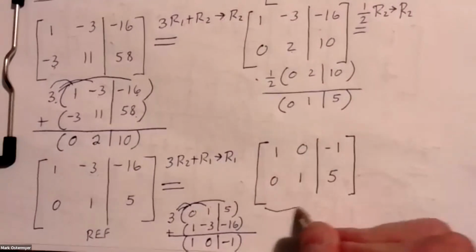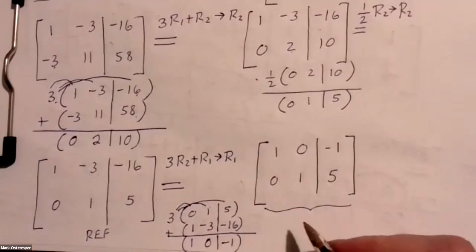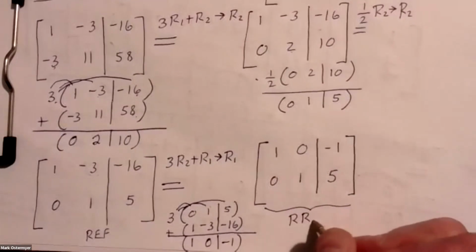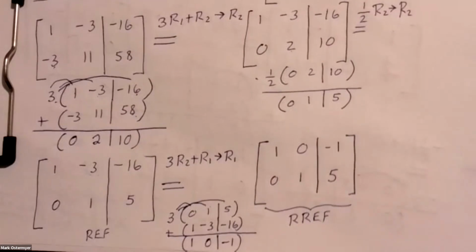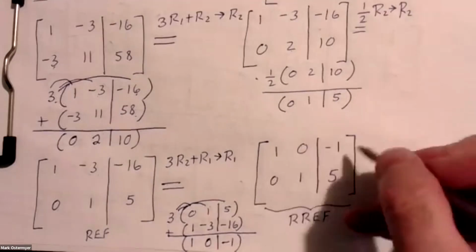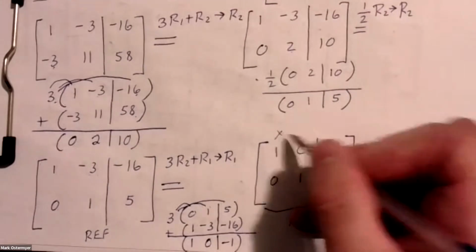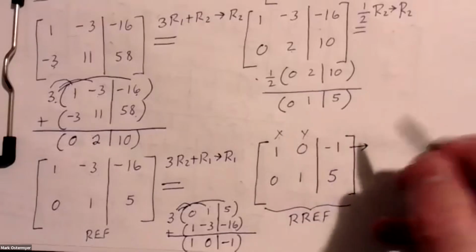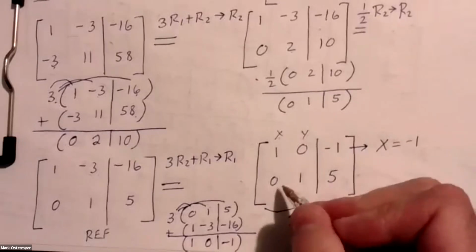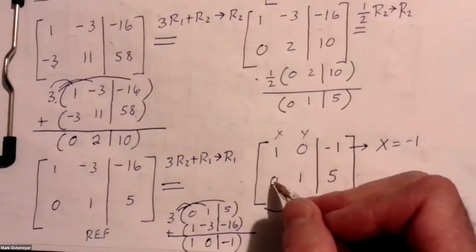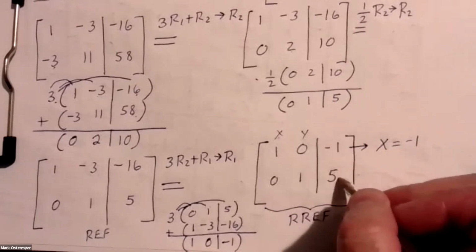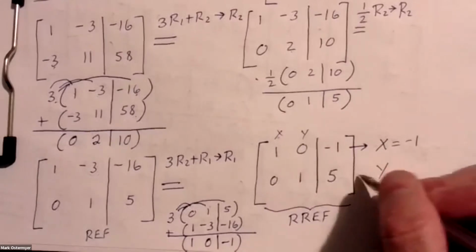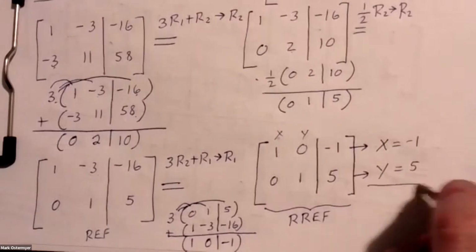Ladies and gentlemen, what form is this matrix in? This is now not row echelon form. It's in reduced row echelon form. And now that we've done all that hard work to get this in reduced row echelon form, we can just read off the coordinates of our ordered pair solution. It's that simple. Because the first row generates what equation? 1x plus 0y equals -1. In other words, x equals -1. The second row generates the equation 0x plus 1y equals 5. In other words, y equals 5. Done. There's your ordered pair solution.